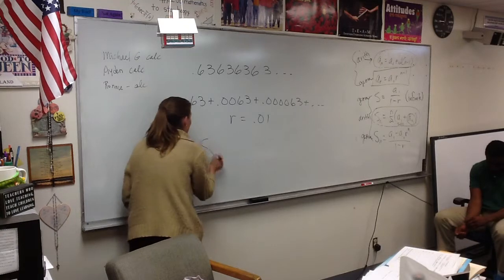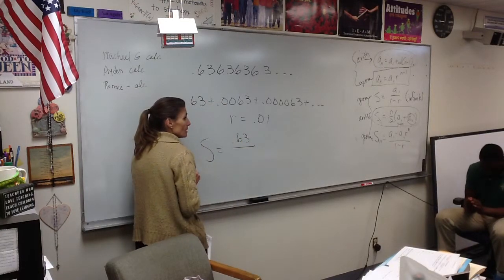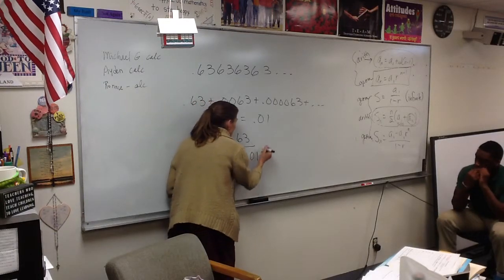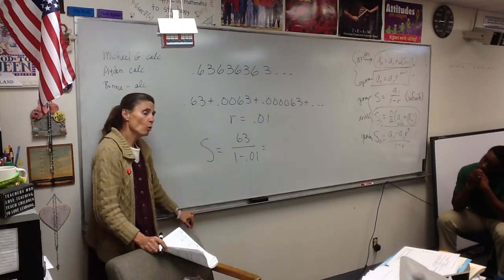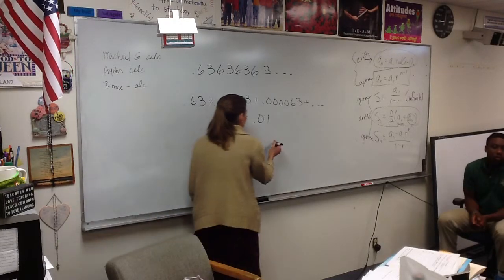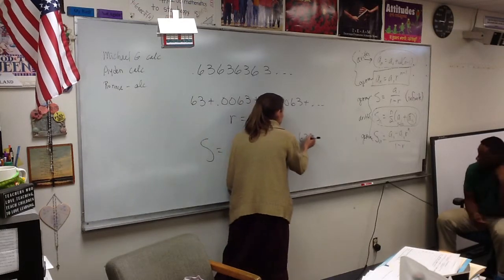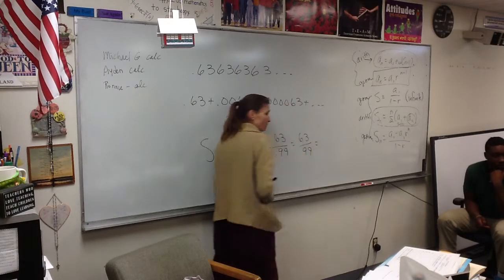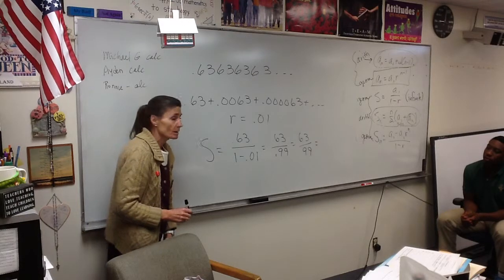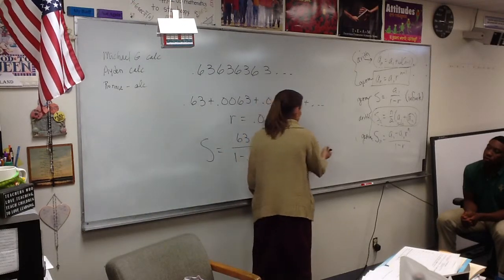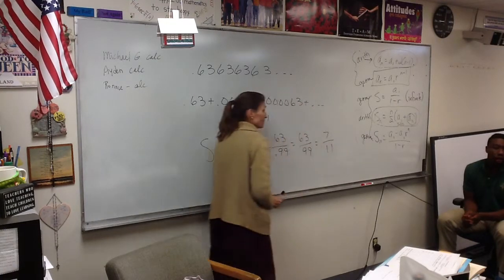All right, so what's the sum? What's going to be the first term divided by 1 minus the ratio? Now, what is 1 minus 0.01? 0.99. So we have 0.63 over 0.99, which is 63 over 99. Does that fraction reduce? Yes. 9 goes into 63, 7, and 9 goes into 99, 11.